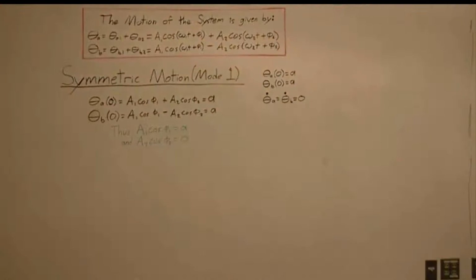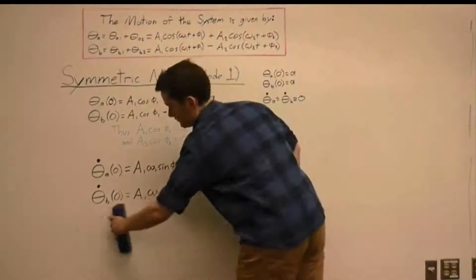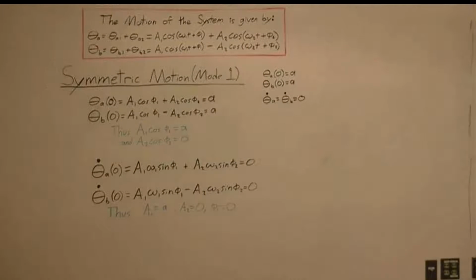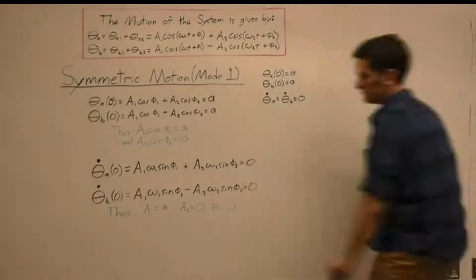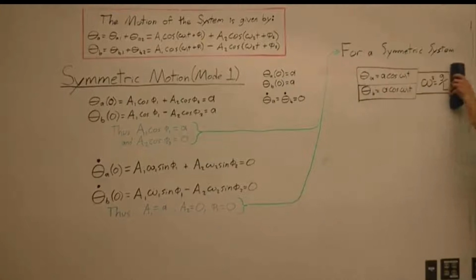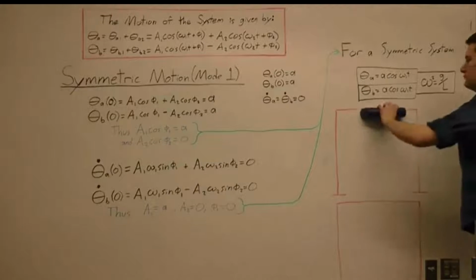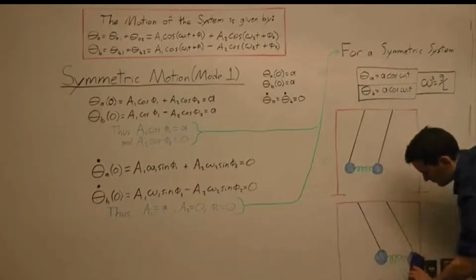We see that A1 cosine phi 1 is equal to A, and A2 cosine phi 2 is equal to 0. We repeat for the initial velocity equations at time equal to 0, and we see that A1 is equal to A, and A2 is equal to 0, and phi 1 is equal to 0. Putting this all together, we see that for a symmetric system, theta of A is equal to A cosine omega 1 t, and theta of B is equal to A cosine omega 1 t. These are identical, and thus omega squared is equal to g over L, as it is for a single pendulum.